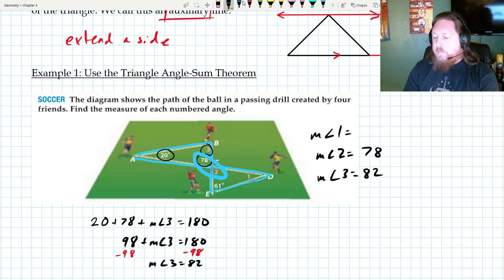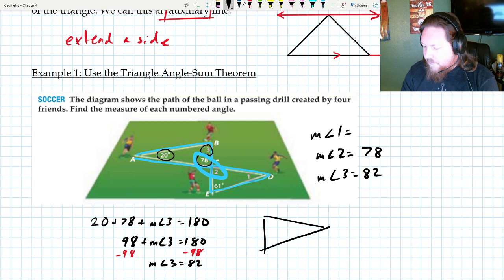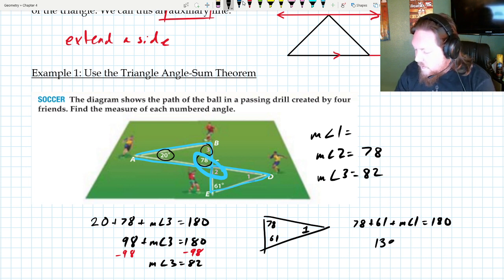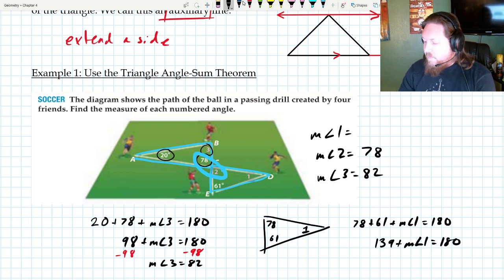Now the only one left is angle 1. I'll draw this triangle out separately. I have a triangle here with 61 degrees at the bottom, 78 here at the top, and then angle 1. Those three things, 78 plus 61 plus the measure of angle 1, should add up to 180 degrees. 78 plus 61 is 139, plus the measure of angle 1 equals 180. And then we subtract 139 from both sides.